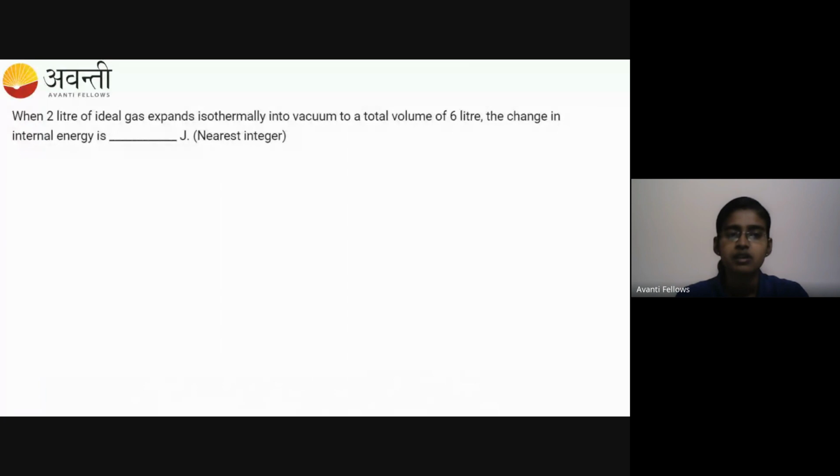When 2 liter of an ideal gas expands isothermally, you have to find out the change in internal energy. It is a numerical type question, we have to find out delta U. So how to find out delta U? What are the informations we have? We have the initial volume and final volume. And also the question says that the gas is expanding isothermally. Isothermally means temperature is constant. If the temperature is constant, delta T is going to be equal to 0.